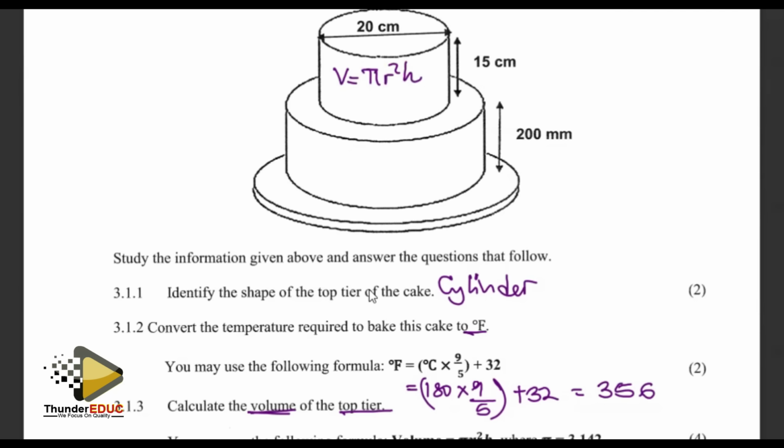Ask yourself, what do you have? Volume will equal pi, it's always a constant number, times this, which is the diameter. I'm interested in the radius, so 20 divided by 2, the answer becomes 10. So you bring the 10 here as the radius, but it has to be squared, times 15. We are looking for the volume: 3.142 times 10 squared times 15.